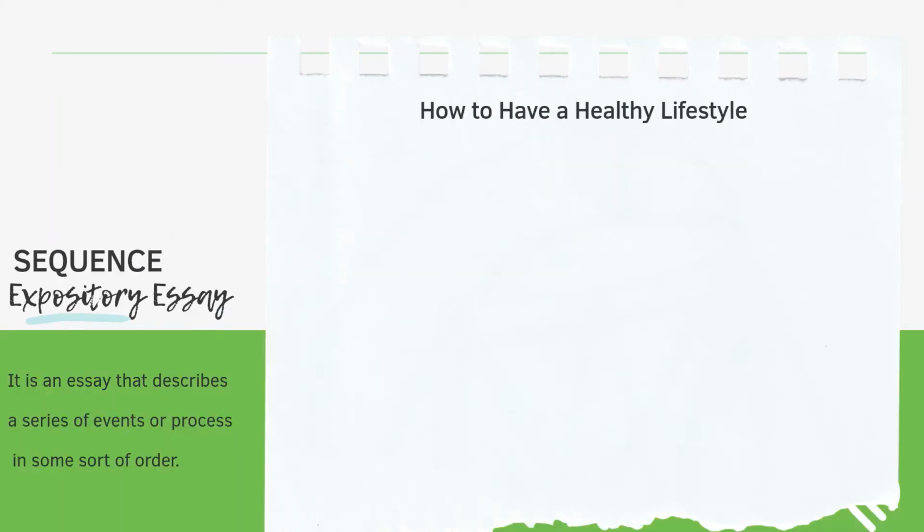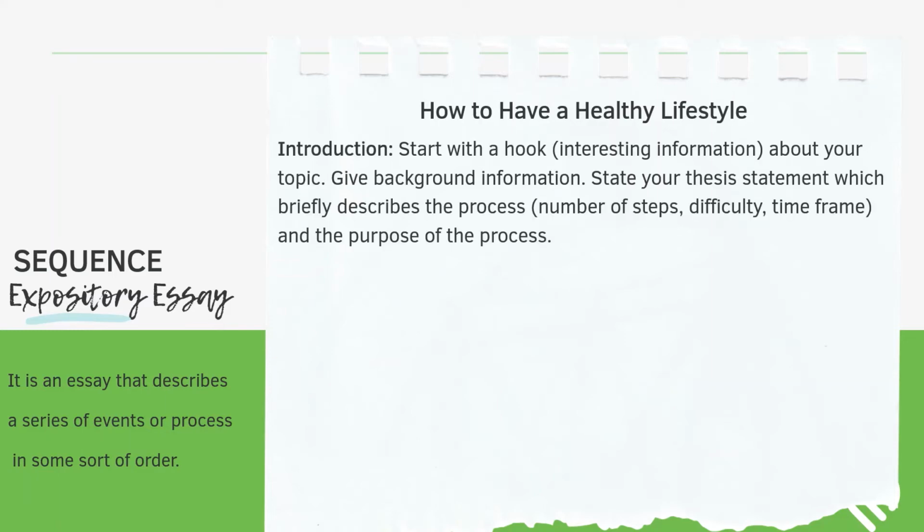The next is the sequence or the process expository essay. Say for example, you will write about how to have a healthy lifestyle. In the introduction, start with the hook about your topic. Give background information. State your thesis statement, which briefly describes the process, which includes number of steps, difficulty, time frame, and the purpose of the process.